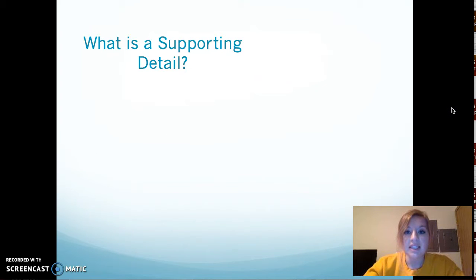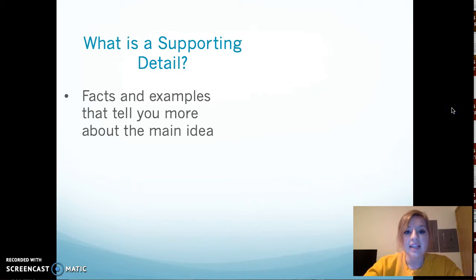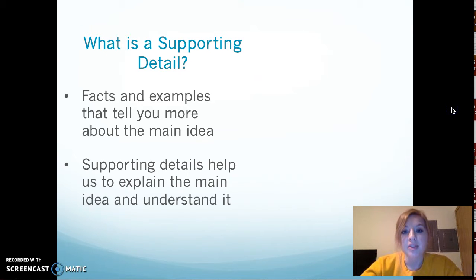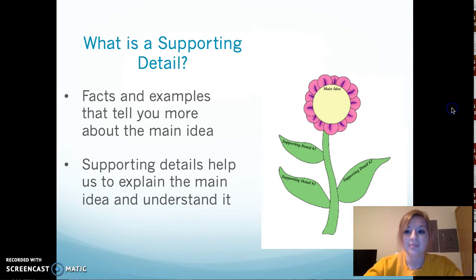What is a supporting detail? These are facts and examples that tell you more about a main idea. Supporting details help us to explain the main idea and understand it so we can better understand the story.